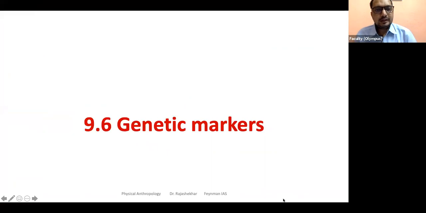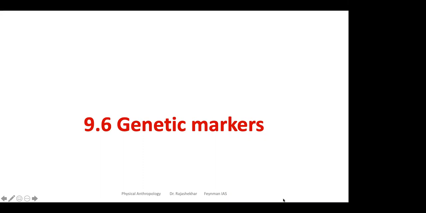Right. So first of all, what are genetic markers? Did we use the term markers before? I think when I was talking to you briefly about SNPs, single nucleotide polymorphism, genetic polymorphism, I used the term genetic markers. By any chance, do you remember what a genetic marker is? If not, can you guess?